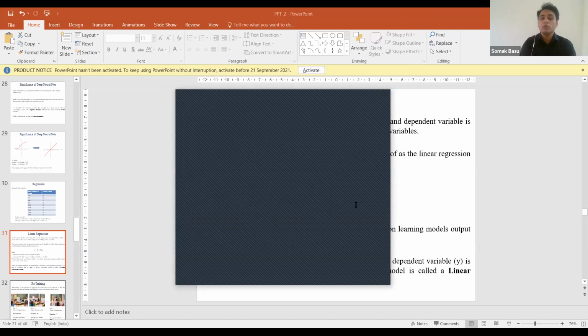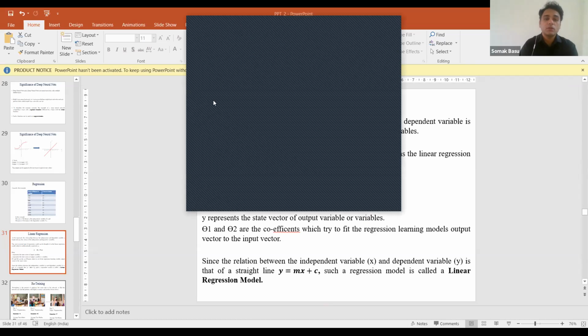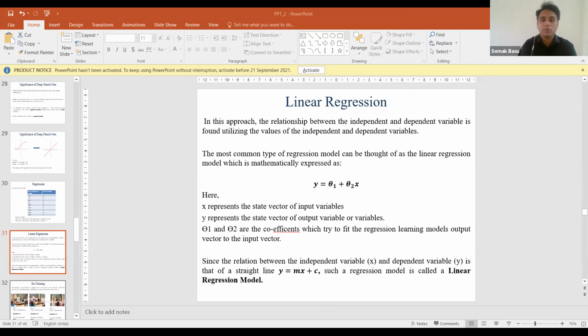Now let me come to the linear regression example, so you'll maybe understand even better. Let me go to the linear regression. For example, this is interesting. Let us see what this all is. Let me go step by step.